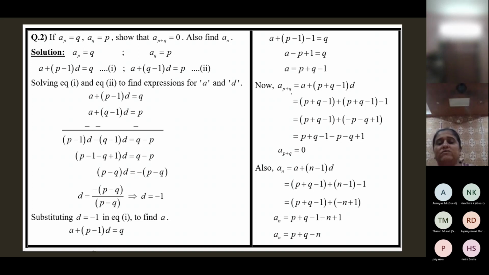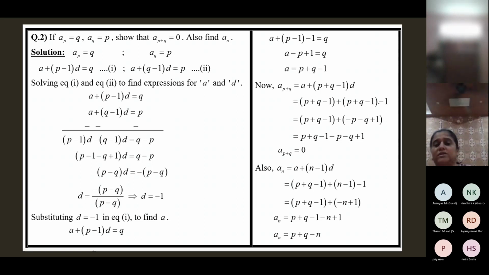All right. So now we'll have to substitute the expressions for A and D. A is this one. This is A. This one you'll write as it is. D is minus 1. So substitute for A and D.